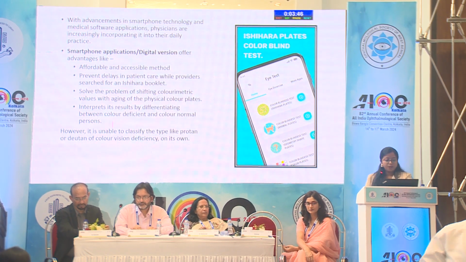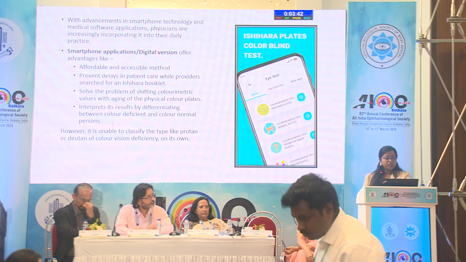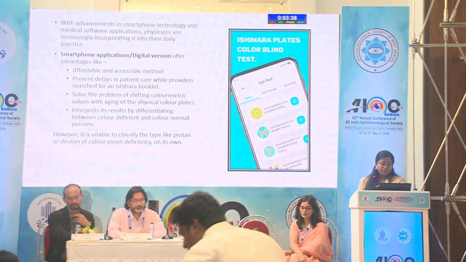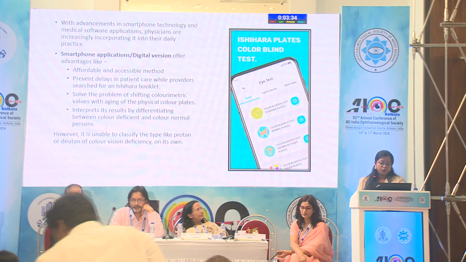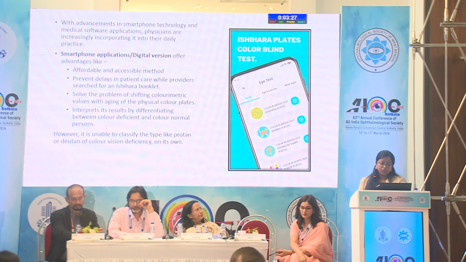With advancement in smartphone technology and medical software applications, we are increasingly incorporating smartphone applications. These are affordable and accessible, prevent delays in patient care while providers search for the Ishihara handbook, solve the problem of shifting colorimetric values with the aging of physical color plates, and interpret results by differentiating between color deficient and color normal. However, it is unable to classify the type of protan or deutan color vision deficiencies on its own.